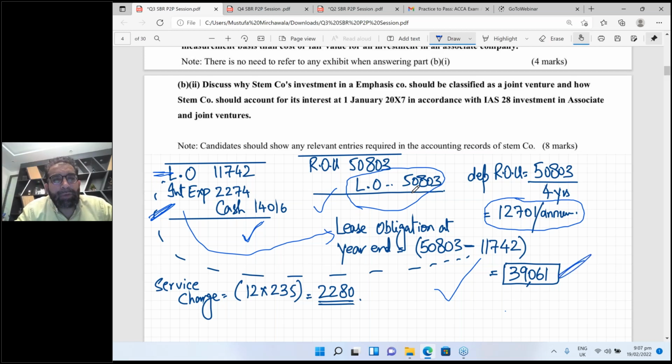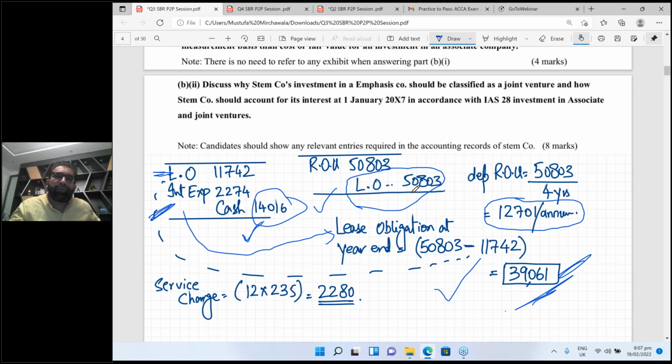But you know how the examiner speaks. Wait, take out your calculator. First of all, write 50803 and subtract this amount first, 14016. 50803 less 14016 and then add interest, add 2274. You will get the same number. It's the same technique.